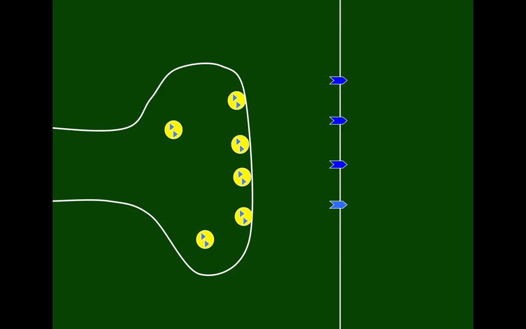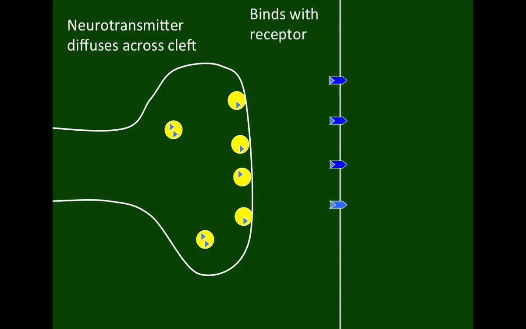So our fourth step is that the neurotransmitter diffuses across the cleft. And that takes us to our 5th step, which is it binds with the receptor. So what you want to do is take your pencil and actually draw an arrow running from the neurotransmitter directly to the receptor, and that will represent both steps 4 and 5.